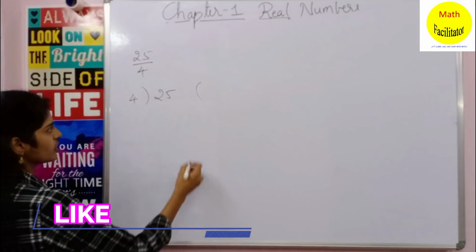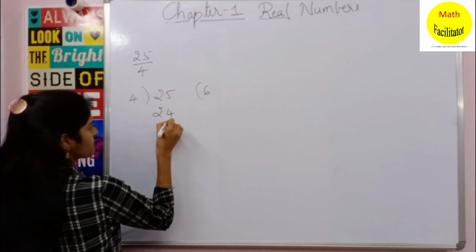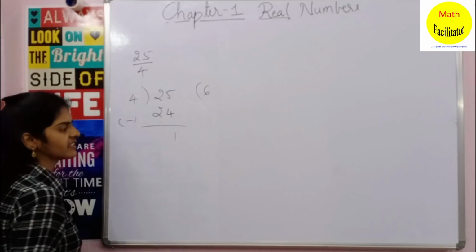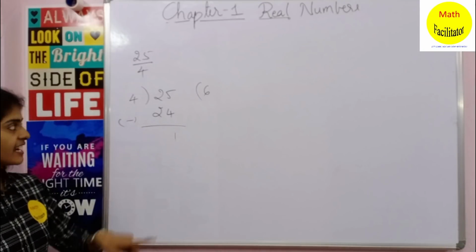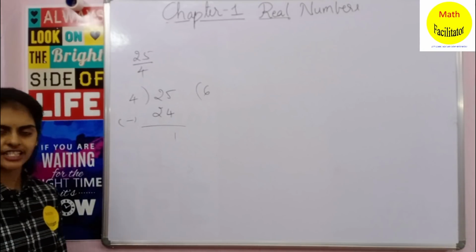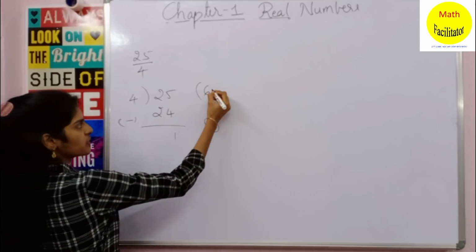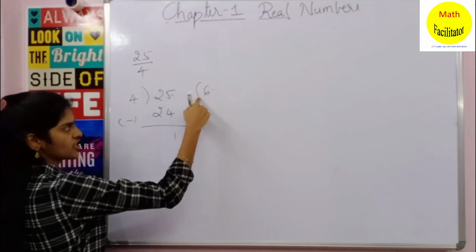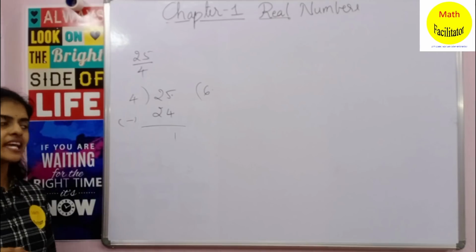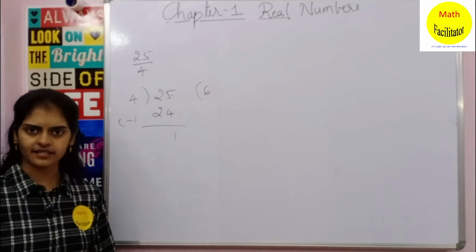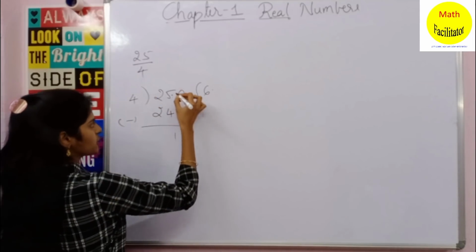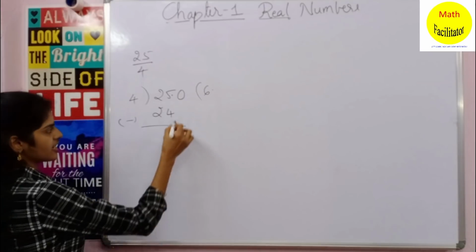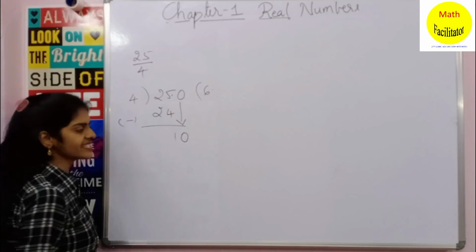Yes, so we know that 4 6 are 24, and subtracting you get a remainder 1 which is less than 4. So you cannot continue your division. Now what do you do? You put a decimal point both in the quotient as well as in the dividend. Okay, so since you have placed a decimal point here, you are free to write a 0. Okay, so now bring the 0 down. So now it is 10.